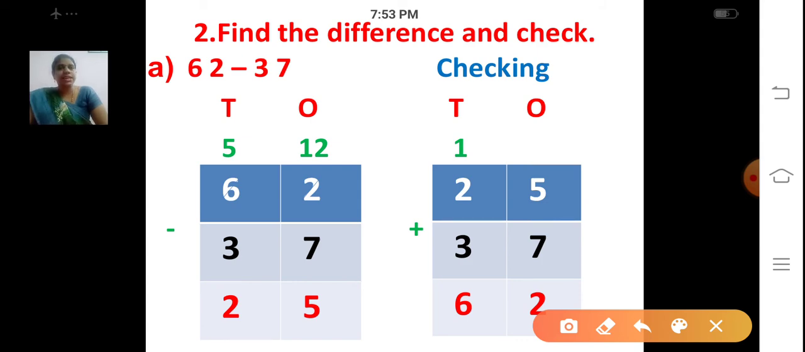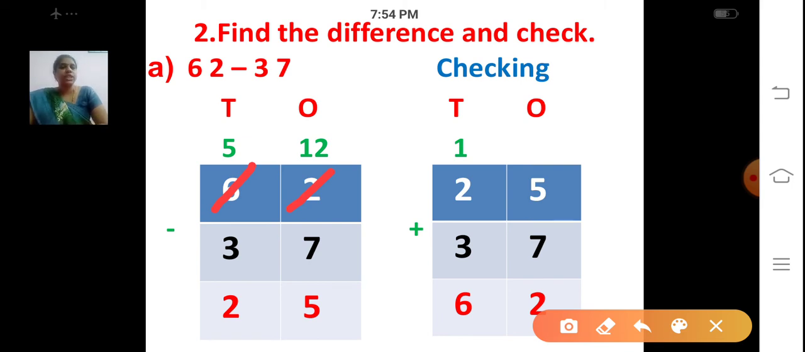62 minus 37. First we'll subtract. We'll find out the difference. So first we'll subtract 62 minus 37. So first let's start with the ones place. Can you subtract 2 minus 7? No, not possible. So I'm borrowing from the tens place. So my tens place will become 5, and my ones place will become 12.